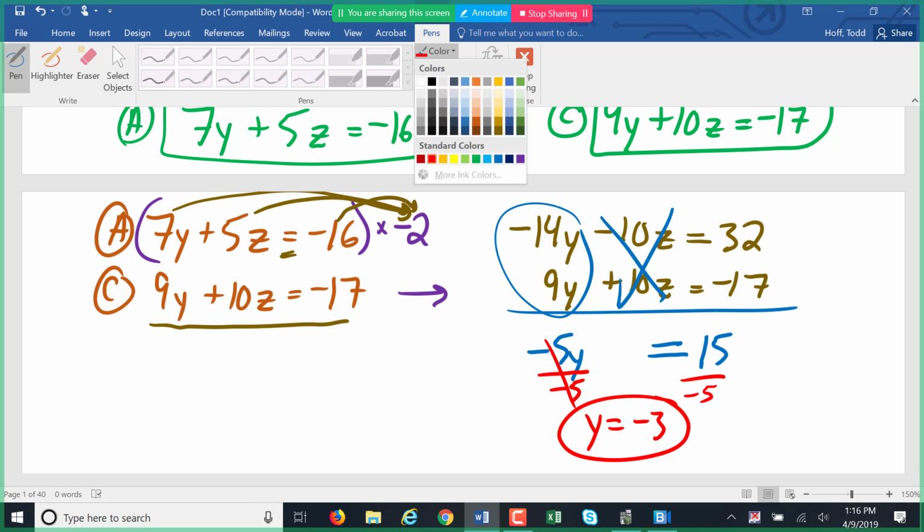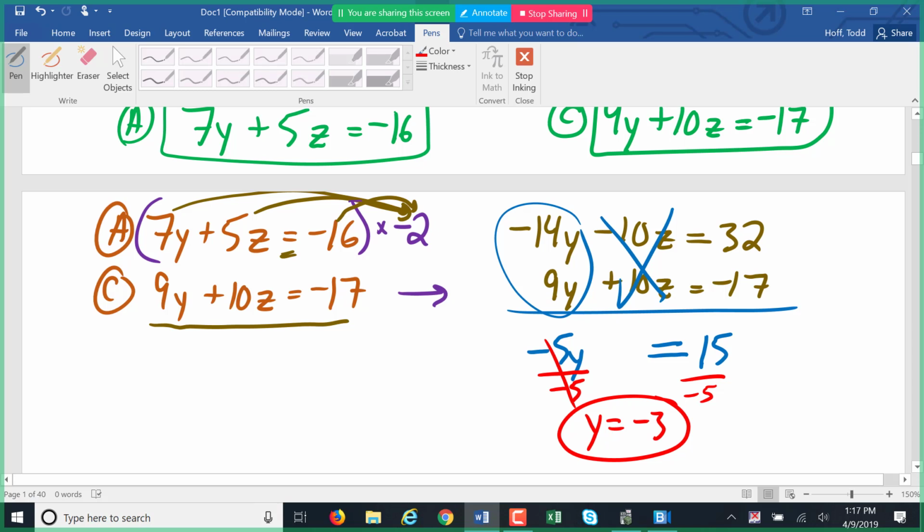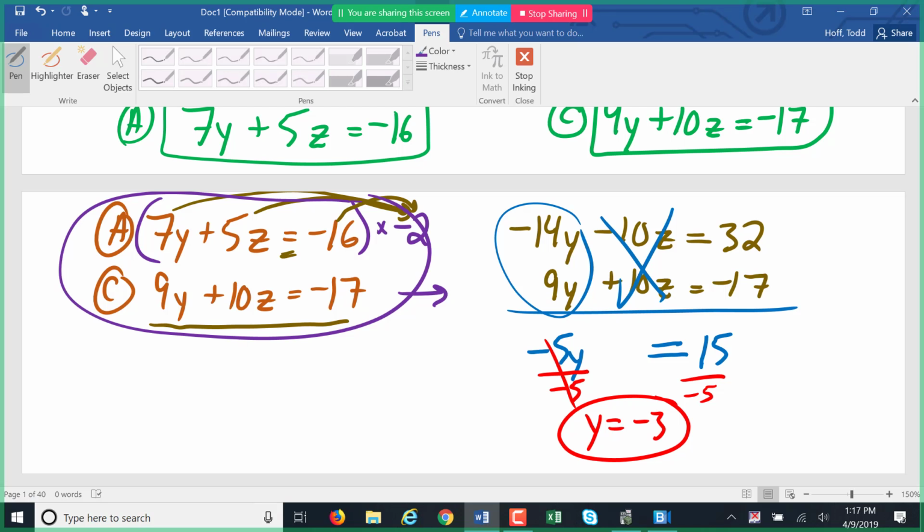Now we go back to one of these equations, or two variable equations, and solve for z. It doesn't matter which one we use. Somebody pick A or C. I heard A, so let's use A.